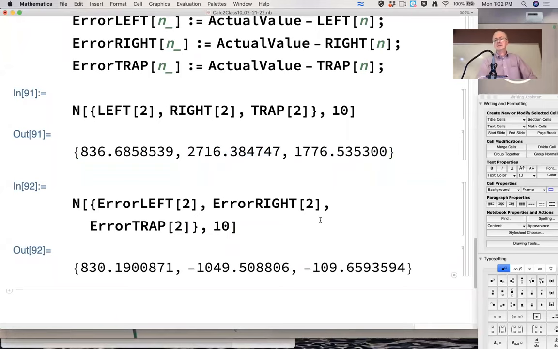This is slightly too big. I shouldn't say slightly. It's still off by 109.66. But a lot better than the other ones. They're off by closer to 1,000. So these errors are pretty big in absolute value because n is so small.